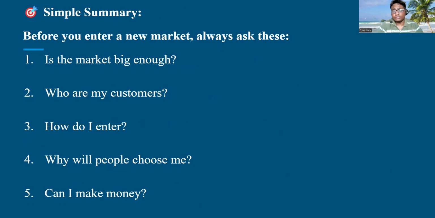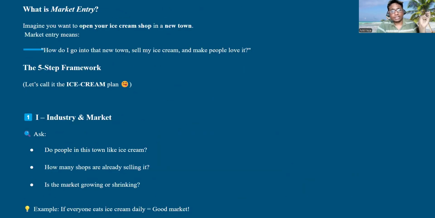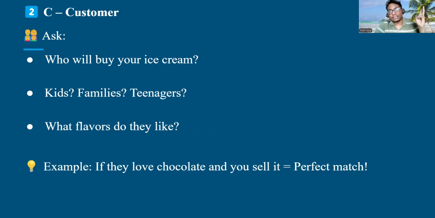This is the framework of market entry strategy, guys. 5 step framework. First, you will be doing the industry and market analysis, right? You will be checking whether there is a market share, whether the customers will be buying or not, whether the market is growing or saturated. Next, you will be doing customer analysis. That is nothing but you will be identifying your target customer segment.